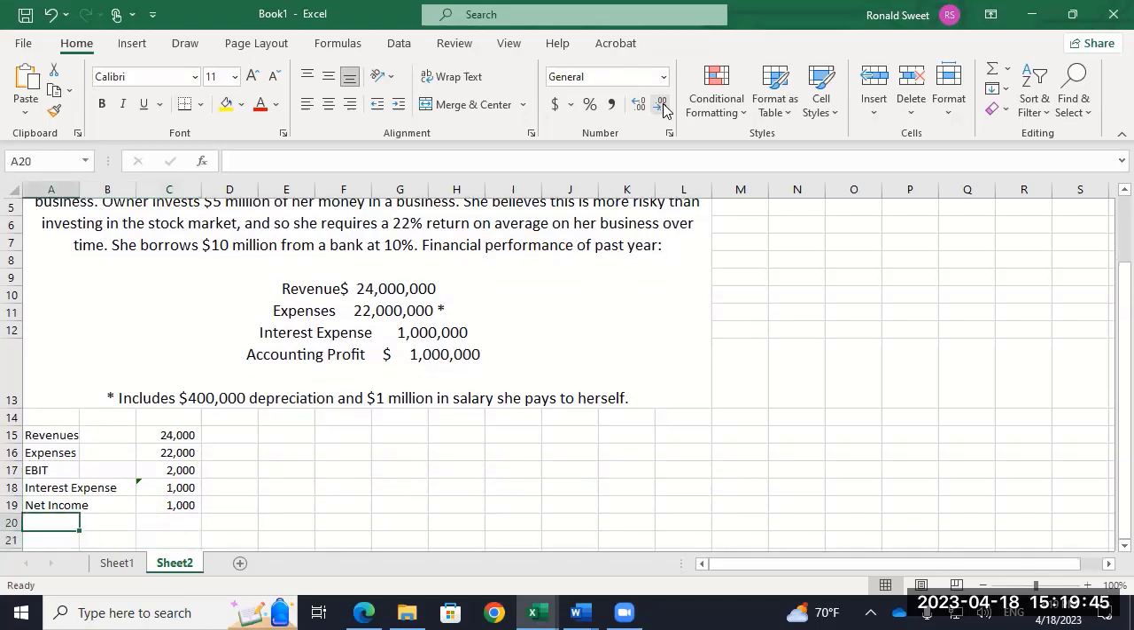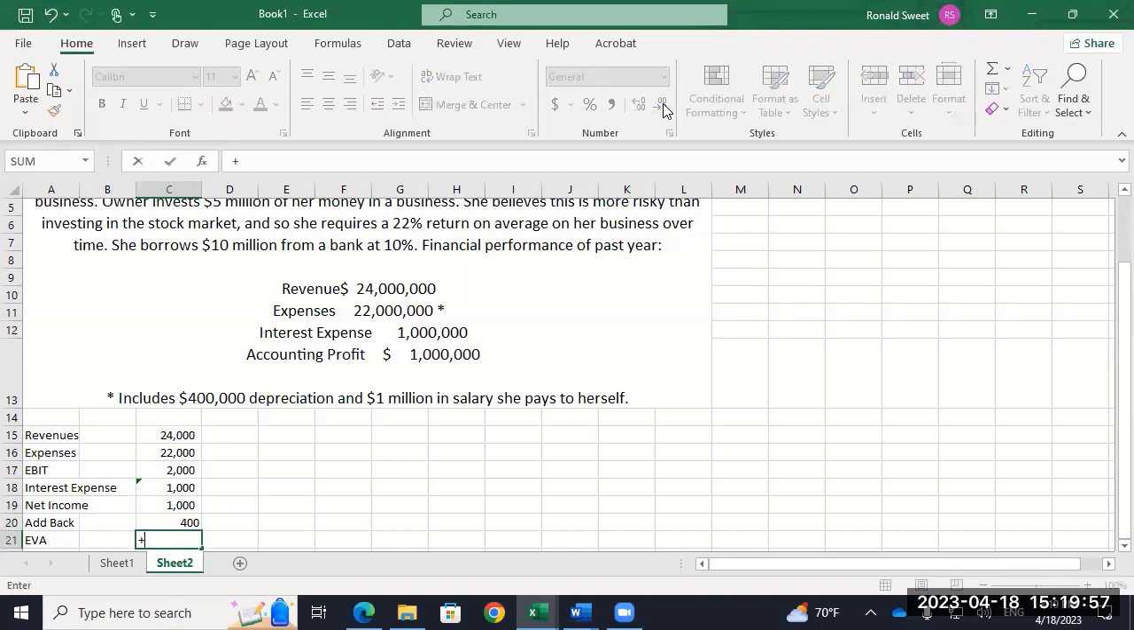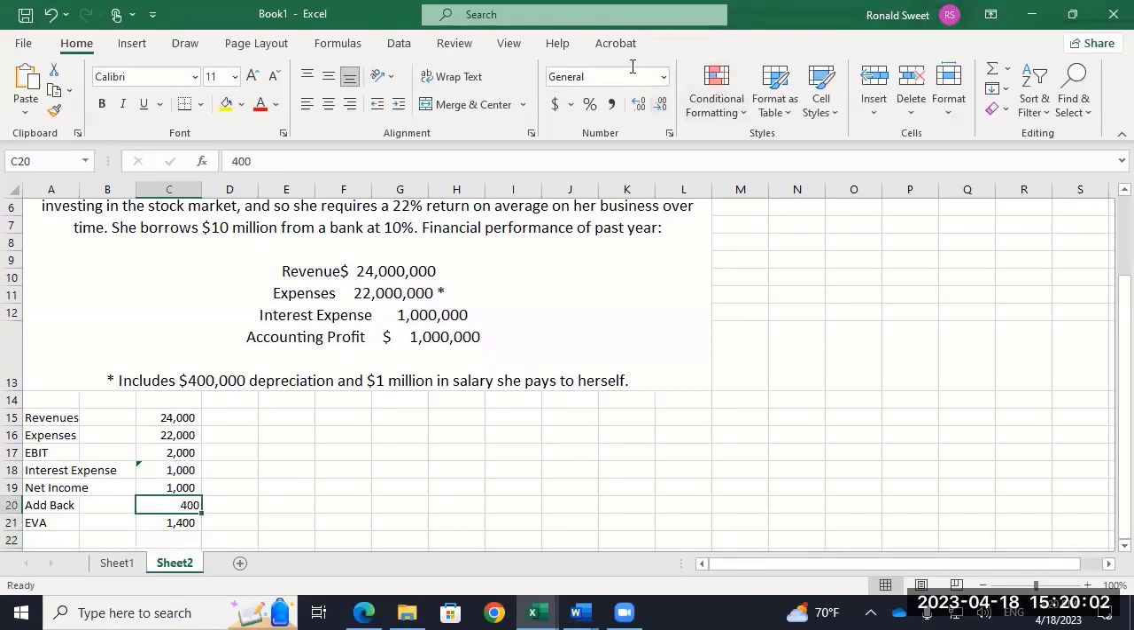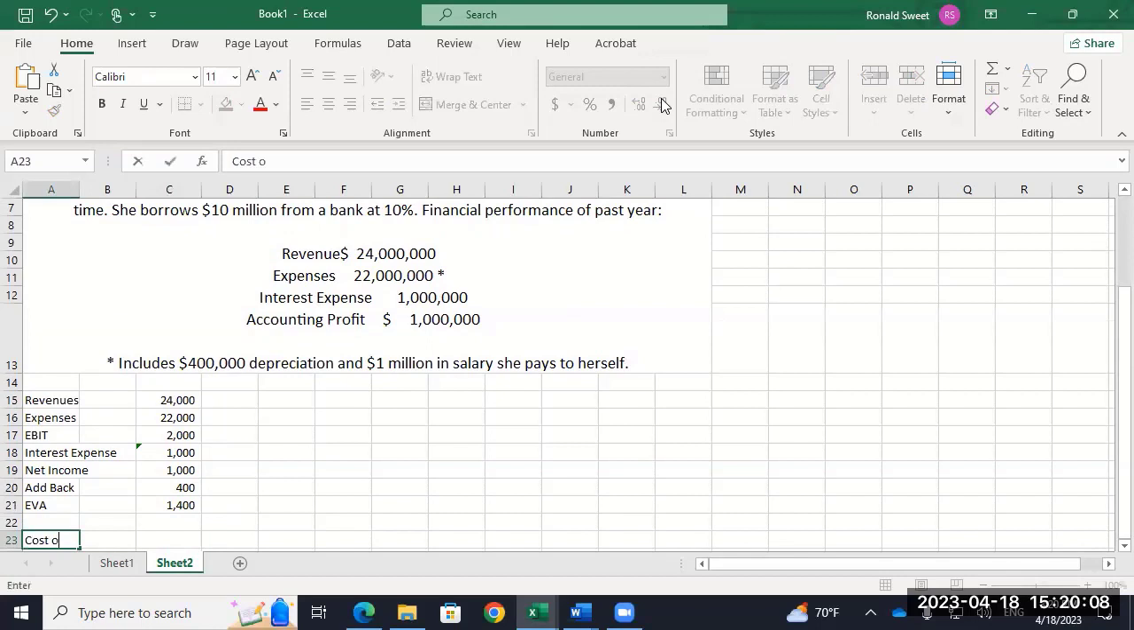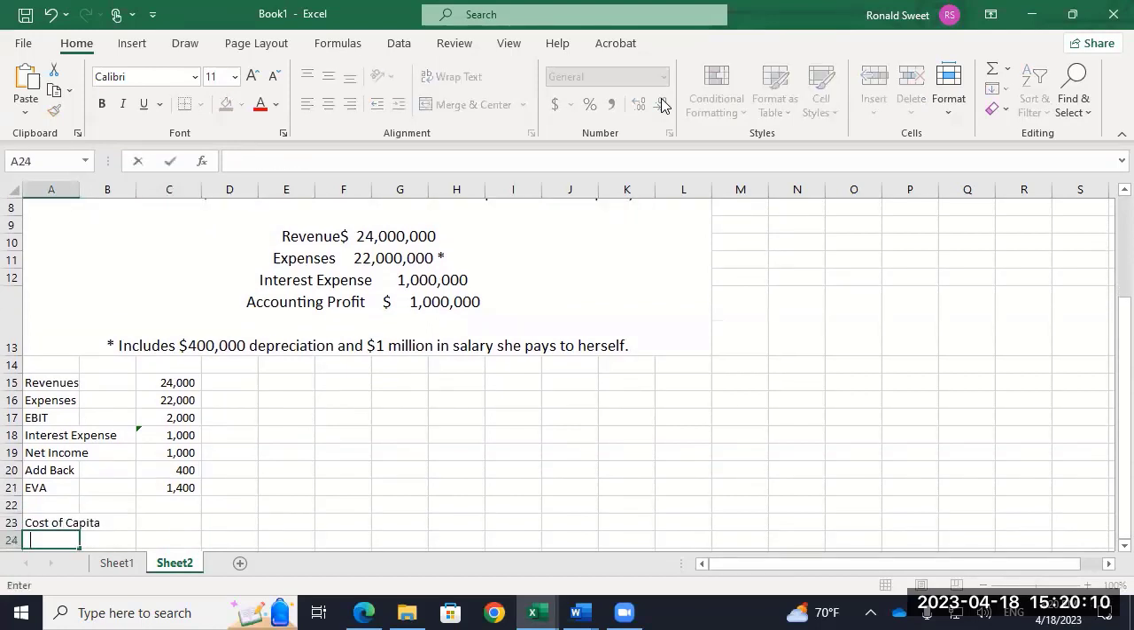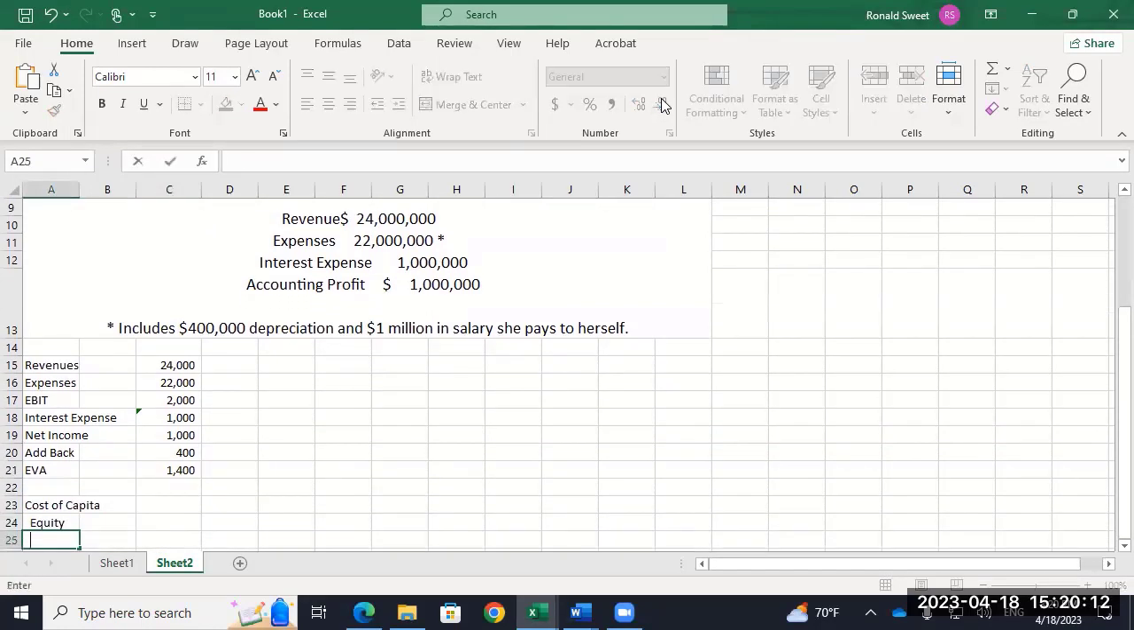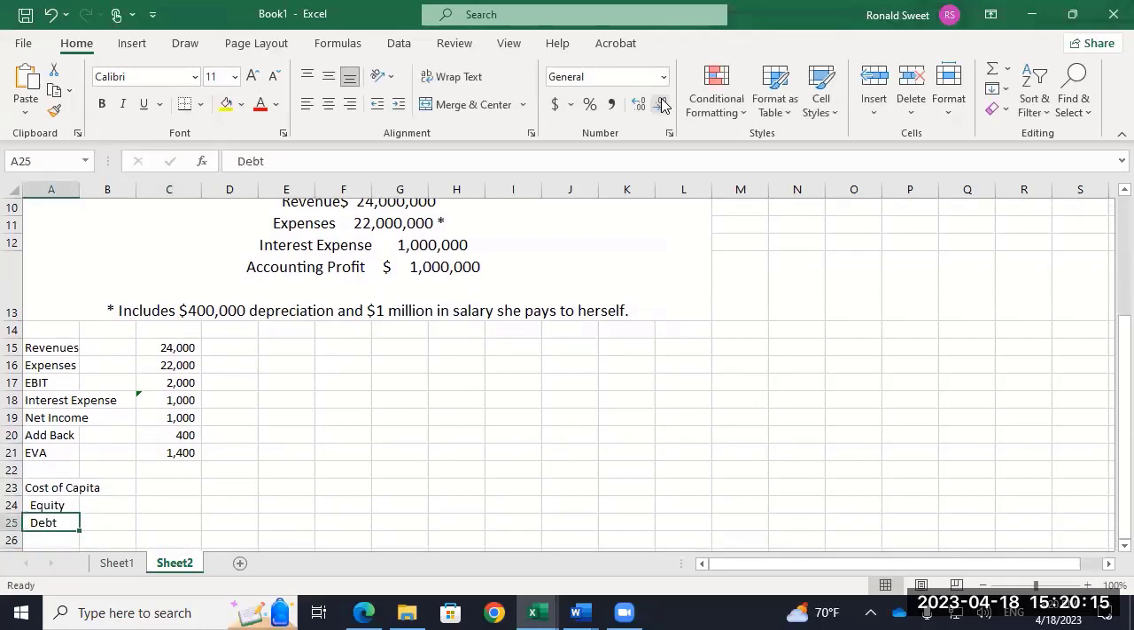All right, so we're going to add back what? What's the only adjustment we're going to make to get back to EVA? Depreciation, I add that back. That's in this $22 million. We're going to add it back. So there's our EVA. And then we need to do our cost of capital. Cost of capital is equity and debt. You can do it in whatever order, it doesn't matter.